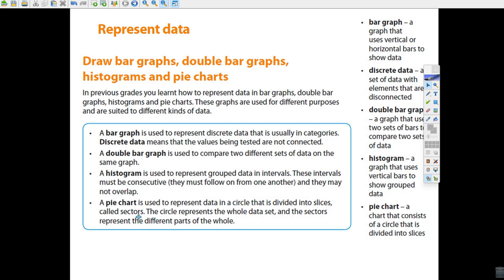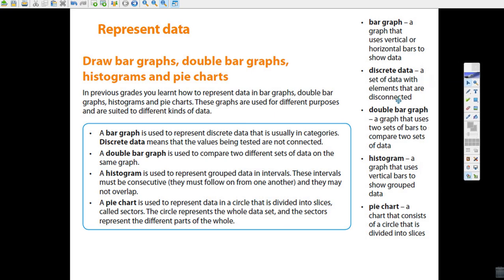And a pie chart is used to represent data that's divided into slices called sectors. So things that add up to 100%, you can break down into different parts, a quarter and a half. You add up to a whole, and you can break down into fractions. Okay, let's just take a look at this.